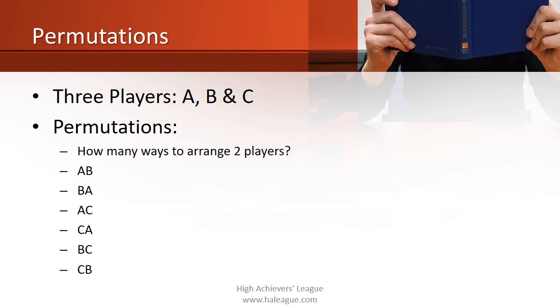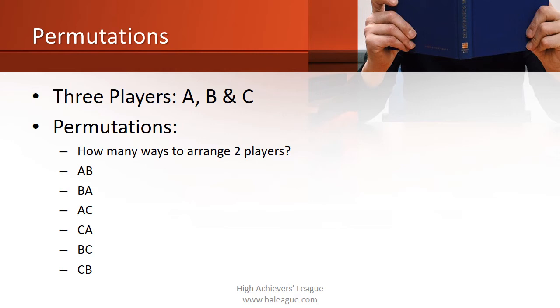Okay, so let's look at a simple example and let's try to understand what it's all about. So we have three players A, B, and C, and the question asks us in how many ways can we arrange two players out of these three players. So since we are asked to arrange the players, this is a permutation problem. N is 3 because that's the total set from where we are going to draw samples, and 2 is R because we need to make arrangements of two players.